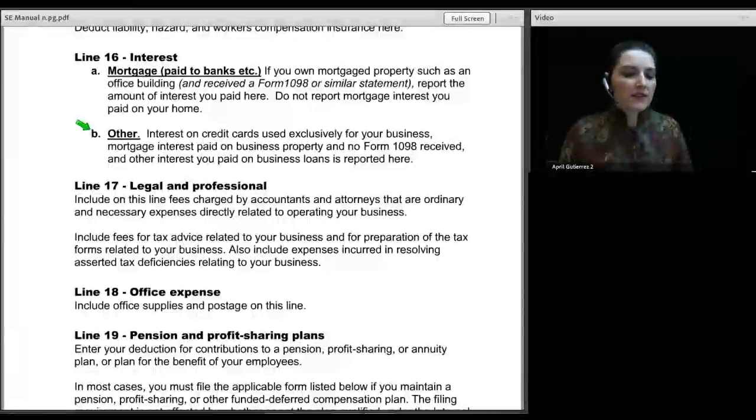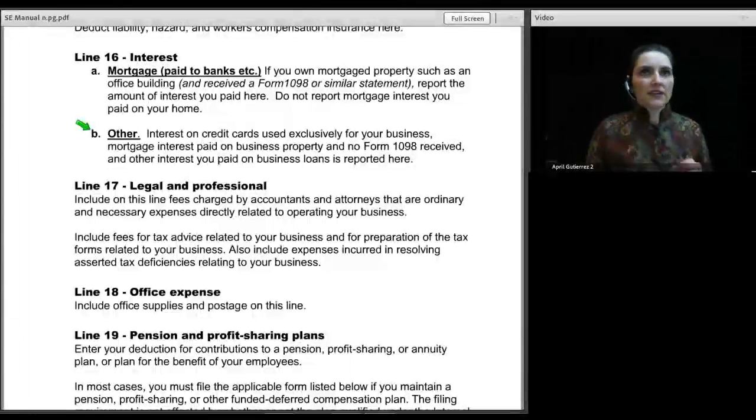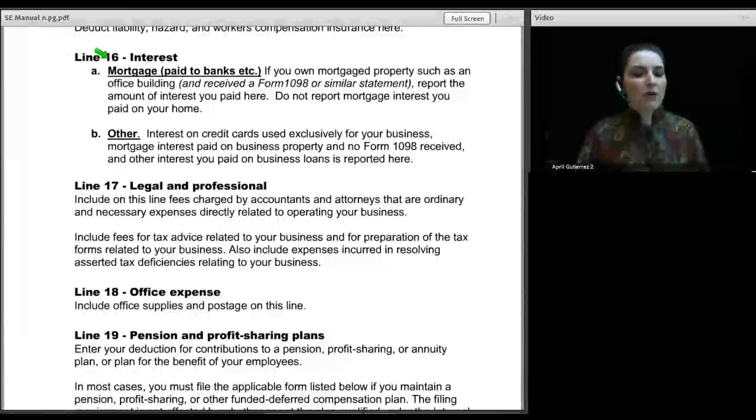So this is an important thing. If a 1098 is issued, you want the amount reported on line 16A to match the amounts reported on 1098. And you don't ever want the amount on line 16A to be more than the amounts reported on 1098. So if you have interest paid and it was not on a 1098, it goes on line 16B.